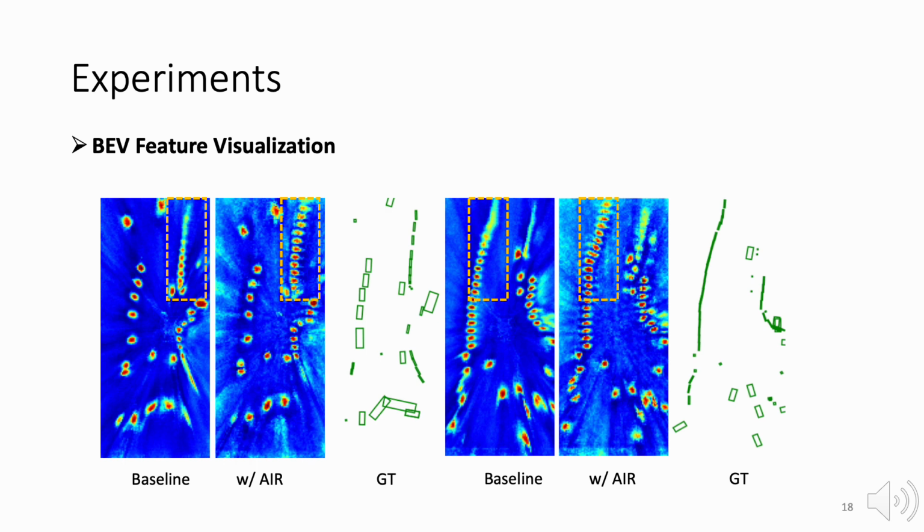We compare the BEV features between the baseline and the baseline with adaptive instance-aware resampling. Here we visualize the corresponding ground truth boxes on the right side. When utilizing AIR, more instance regions are discovered, corresponding to the recall improvement, and the features are more instance-discriminative in the dense areas, as shown in the yellow box areas.